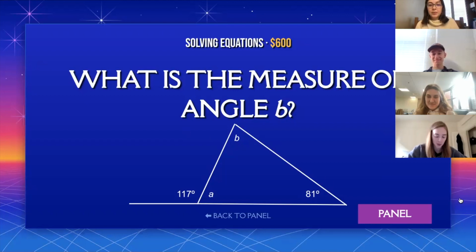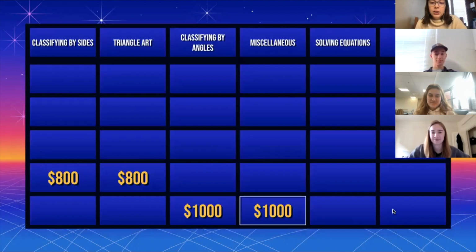I took 180 minus 117 to be 63 degrees. 63 plus 81 is 144, and 180 minus 144 is 36 degrees. Beautiful. And I love that you're using all the supplementary angle rules and the sum of the interior angles, which is 180 degrees. Perfect. So Katriona, it's your board.